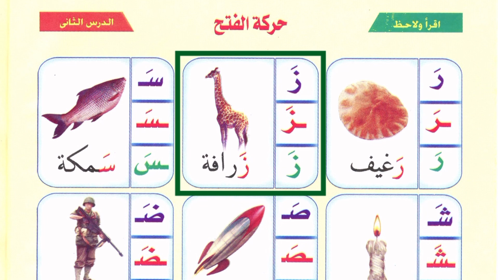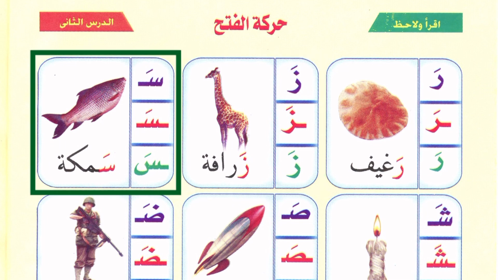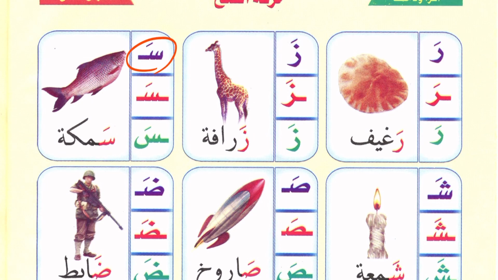س س س سمكة. The first form is how it's written at the beginning of a word. The one in the middle is how it's written in the middle of a word. And the last one is how it's written at the end of a word.